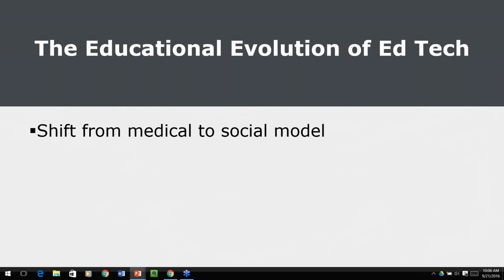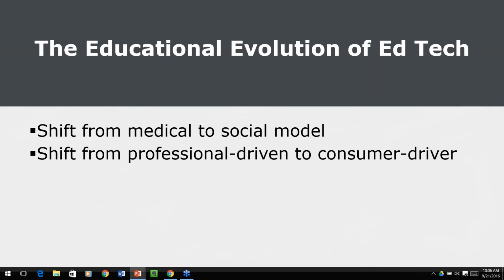One of the things that we're really seeing as educational technology evolves is we've gone from a medical model where AT was really designed for kids with profound delays or profound health impairments to a social model. That means the focus is no longer on the technology itself, but on what we want to accomplish with it. It also means that the focus is on the person, what the person wants to do and how they're going to interact with people, not on the individual's impairment.